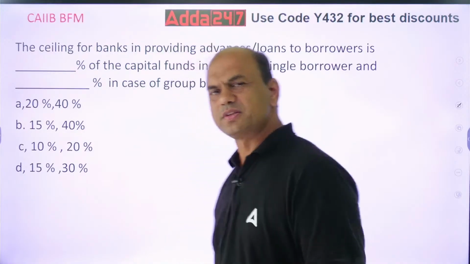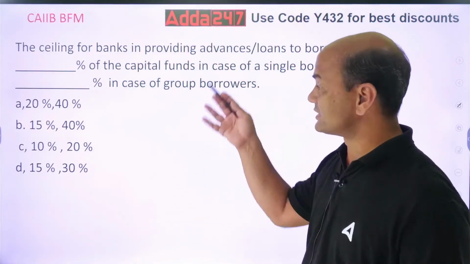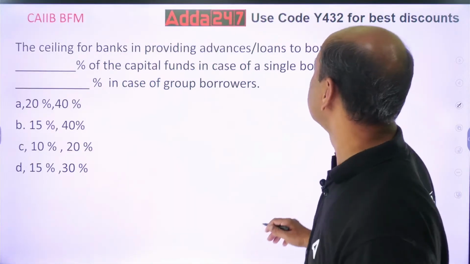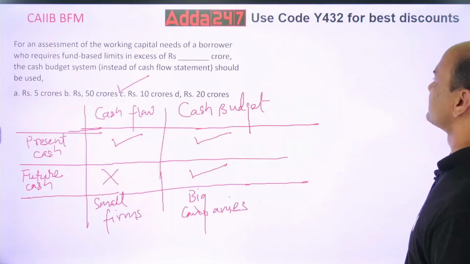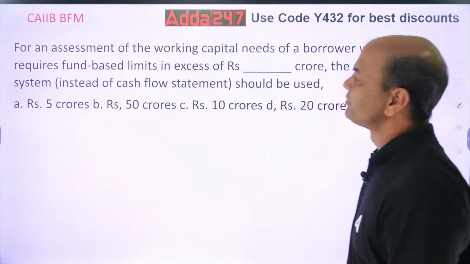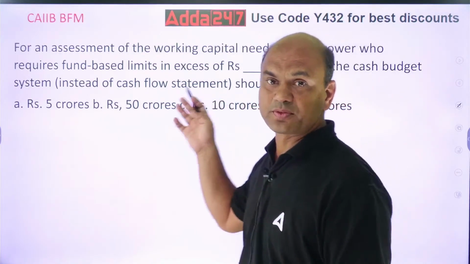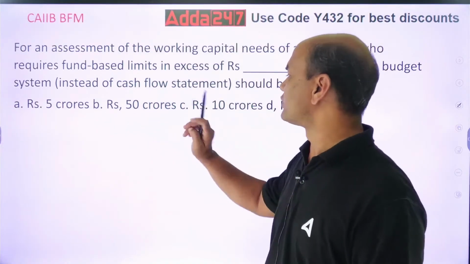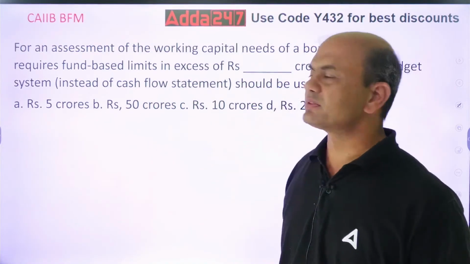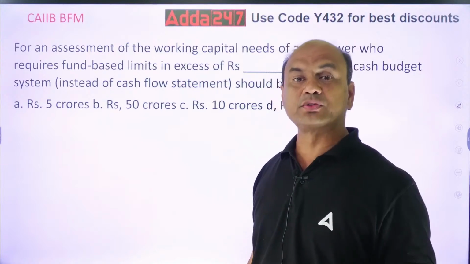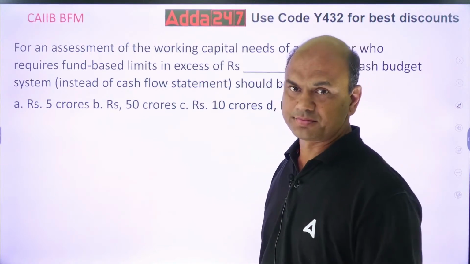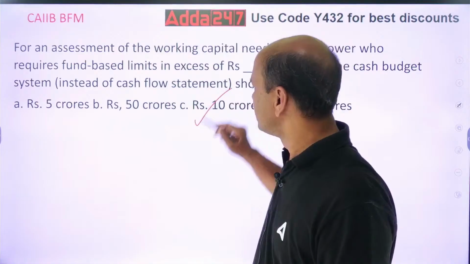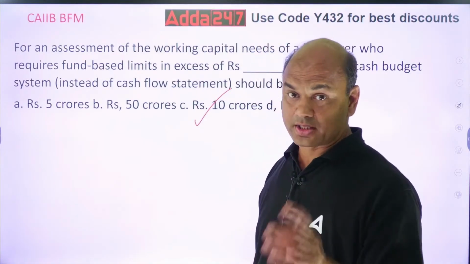Cash flow is used. Okay, I'll show you. Firstly, let me see the answer from your side. The ceiling of advances to a borrower is this. Firstly, let's get the answer for this. What is the answer you are giving me? 5 crores, 50 crores, 10 crores, 20 crores. So above what limit should I use the cash budget system? 10 crores. Okay, 10 crores is the answer.